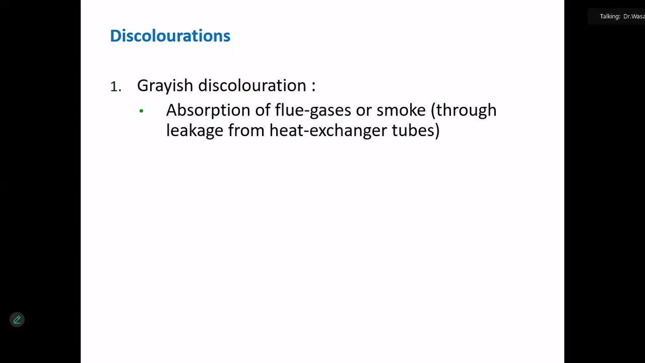If there are any leakages in the tubes, then these gases and smoke are absorbed by the DC. Then what happens? Grayish discoloration.